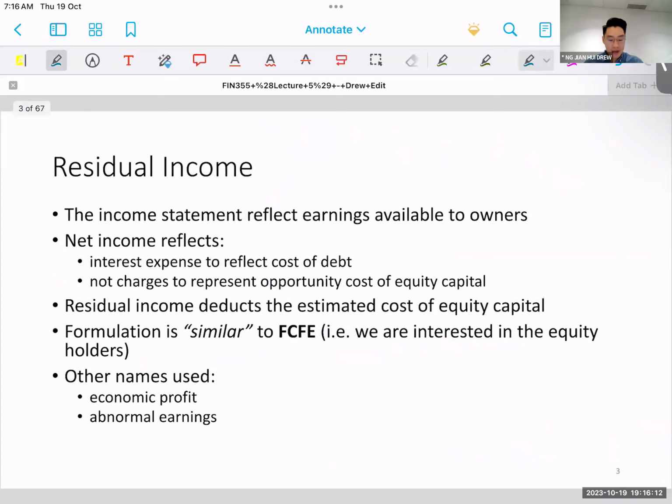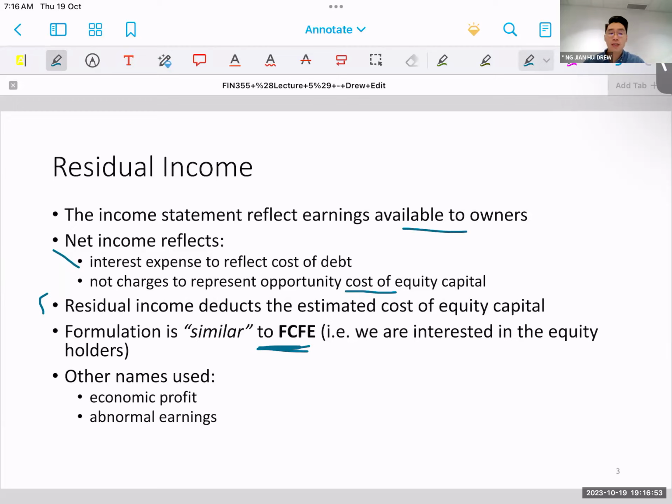Okay, so the income statement reflects earnings available to owners. Net income reflects the interest expense, which is the cost of debt. There's no representation of the cost of equity that we talked about already. Residual income deducts the estimated cost of equity. So when we think about residual income, it is quite akin to the FCFE in the sense that we are interested in the so-called residual income to equity holders.